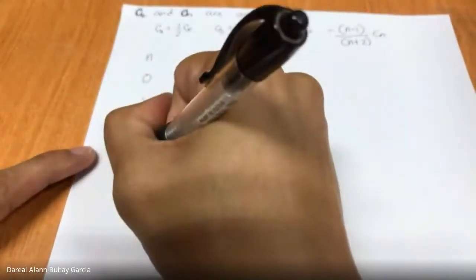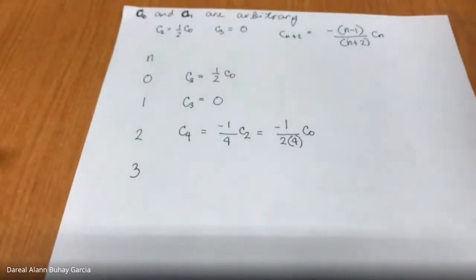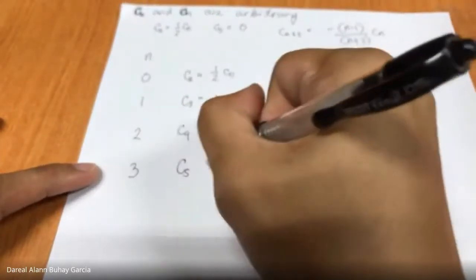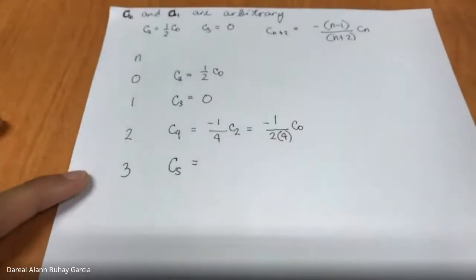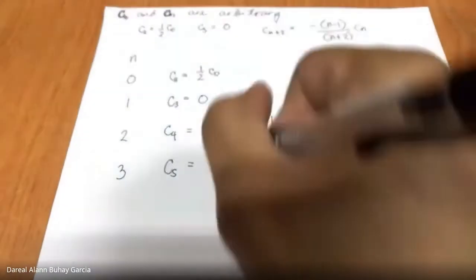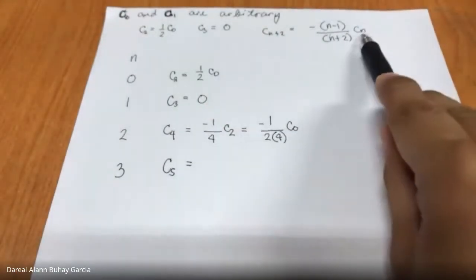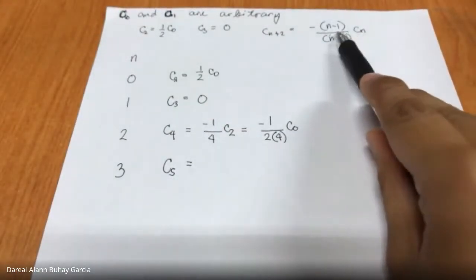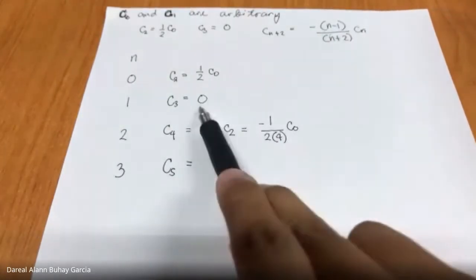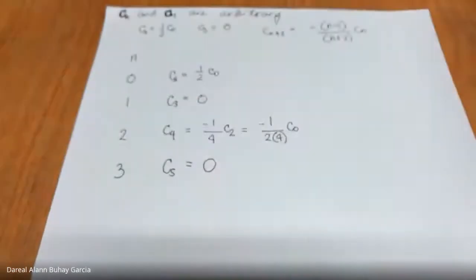N is equal to 3. Would anyone want to guess? How much is C sub 5? Okay, very good, 0. Substitute 3 here. C3, we are solving it, no? But C3 is 0. So, lucky for us, 0.